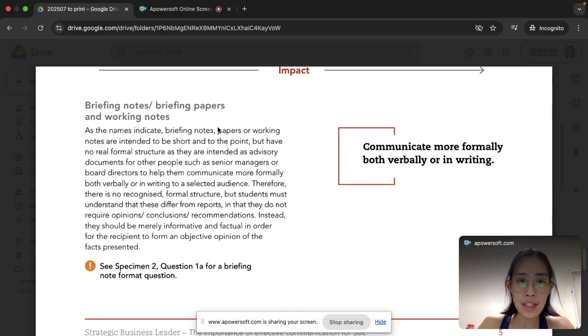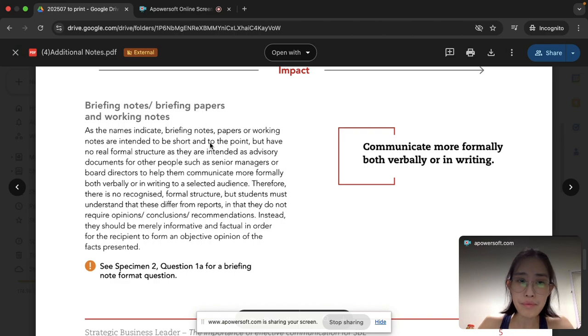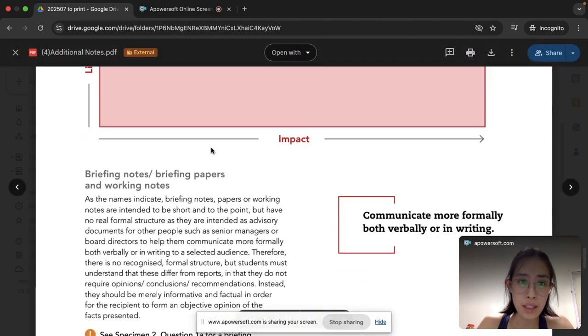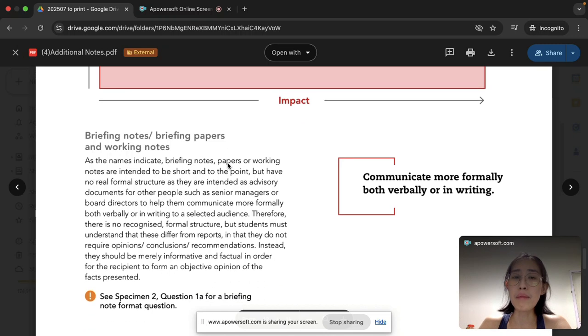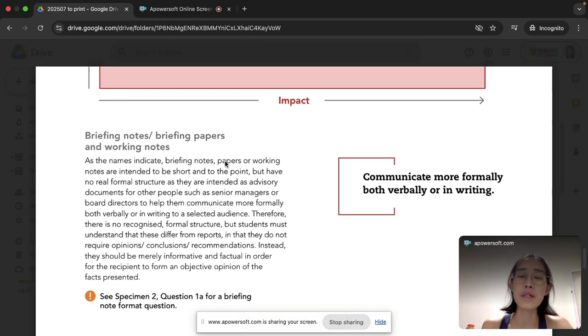Then the next one is briefing notes, briefing paper. Here, it didn't state the format, but usually for briefing notes and briefing papers, you start your document with "for the attention of." In short form, we can write FAO. FAO to the audience, right? FAO, the title of the people who are reading your briefing paper.